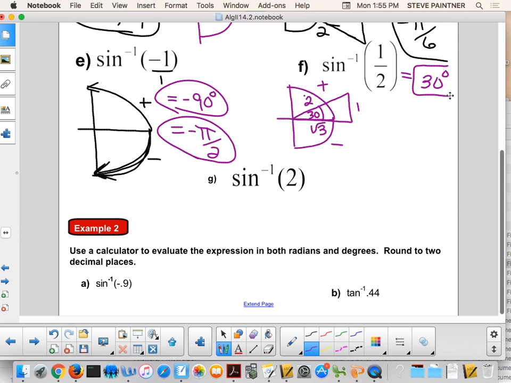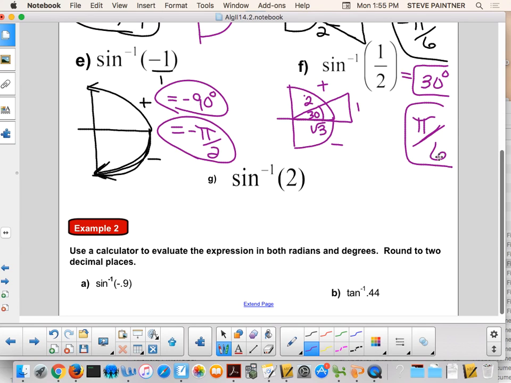Okay, what is that as radians? Are there 3 30s in a pi? 6. Oh, did you say 6? Sorry. Okay, it is 6, right? 5 over 6.